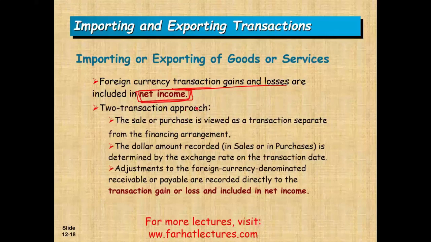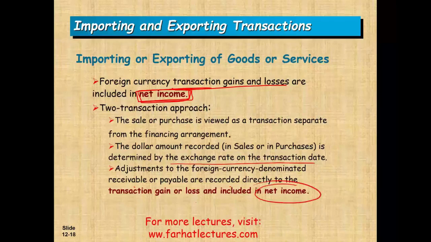And we have two transaction approach for this. The sale or purchase is viewed as a transaction separate from the financing arrangement. Okay, therefore the dollar amount recorded in sales or purchases is determined by the exchange rate on the transaction date. And what we can do, we can have the adjustment to the foreign currency denominated receivable or payable recorded directly to the transaction gain or loss recorded in net income. Okay, so simply put, all in all, gains and losses from foreign currency translation go into net income. We have a receivable might go up, a receivable might go down, a payable might go up, a payable might go down. The offsetting entry, either a gain or a loss in the foreign currency, and that gain or a loss, once again, goes into net income.